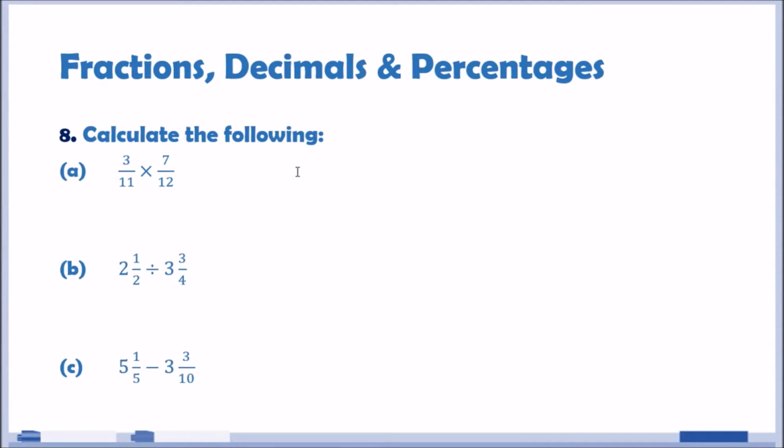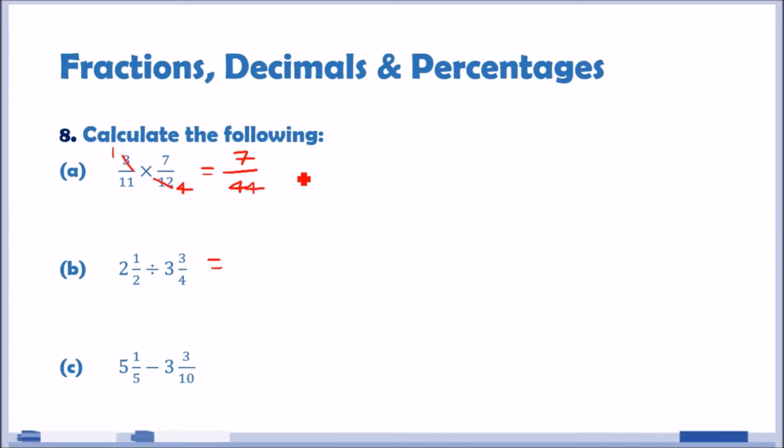Moving on. Calculate the following. Okay, let's try and do this quick. So 3 over 11 times 7 over 12. Again, see if you can cross simplify. You can. 3 goes into 3 once, and 3 goes into 12 four times. And 11 and 7 are prime numbers, so we multiply across. 1 times 7 is 7, 11 times 4 is 44. Easy.